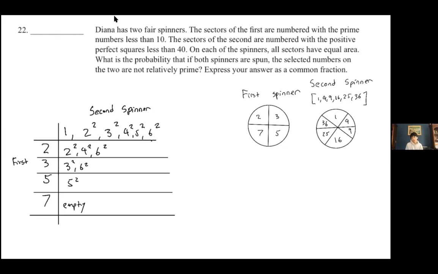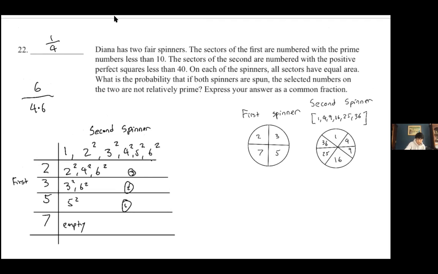There's nothing that we can roll on the second spinner which would give us a number not relatively prime to 7. And so here we have, this is 3, 2, and 1. So we have a total of 6 pairs, and then there's a total of 24 different ways. There's a total of 4 times 6 different results: 1 result from the first spinner and 1 result from the second spinner. So we have 6 over 24, which is 1/4. And that is our answer.